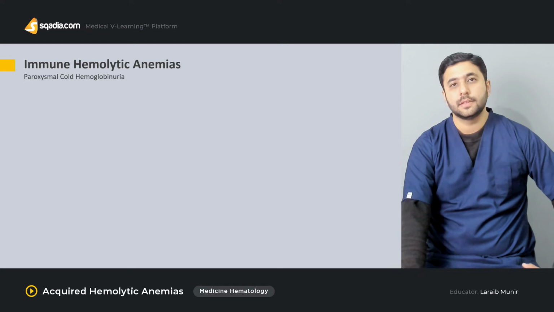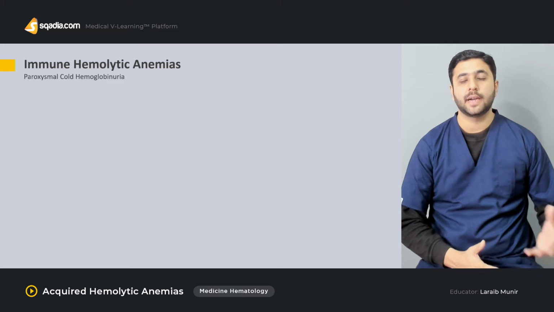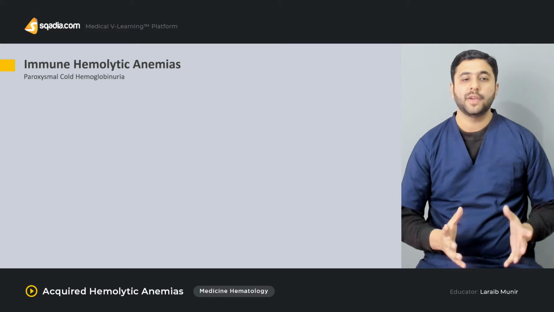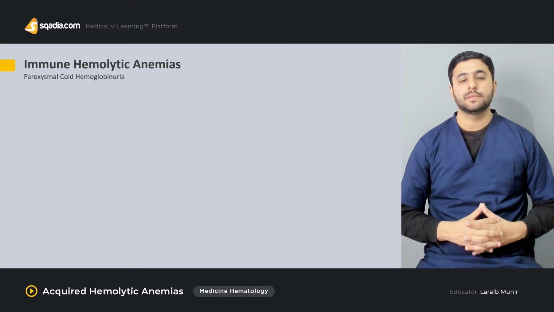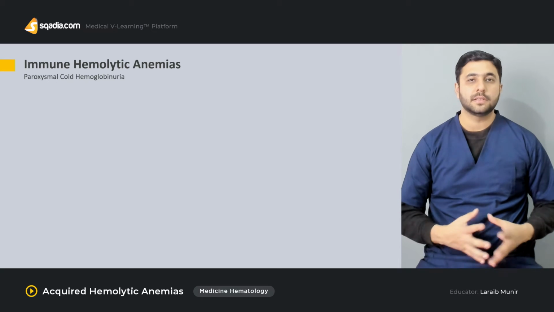Continuing on certain other types of immune hemolytic anemias, the first part dealt with the autoimmune type of hemolytic anemias in which we had certain types of antibodies. Now we are going to talk about a condition called paroxysmal cold hemoglobinuria. The word basically explains this disease.